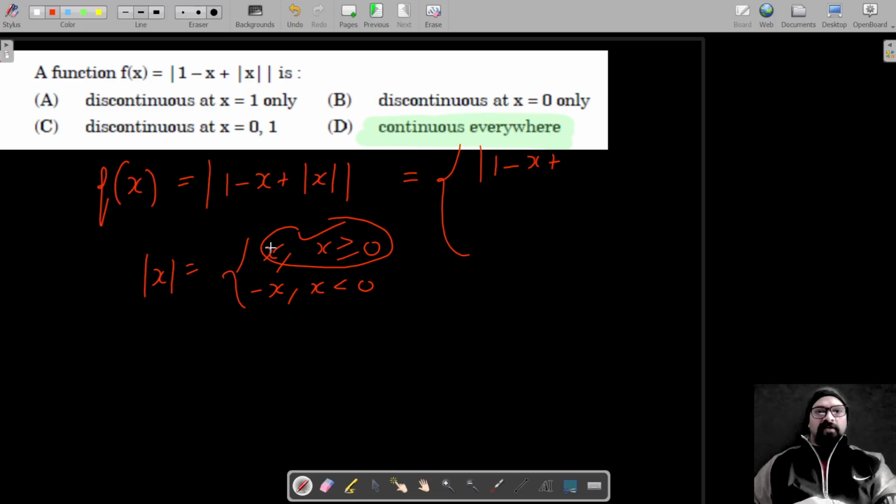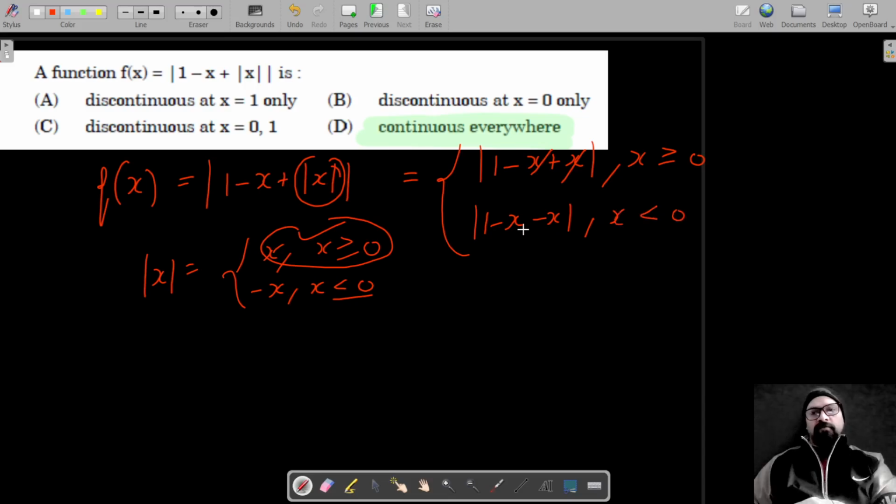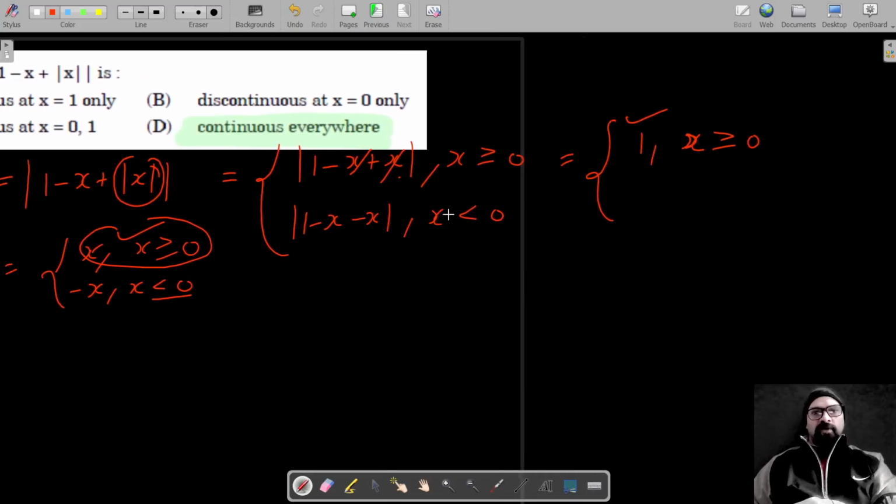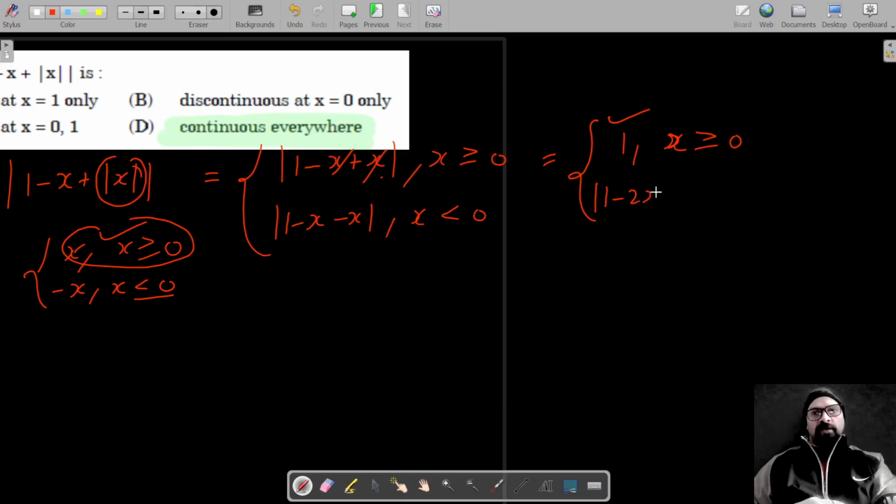Now, when x is greater than or equal to 0, this modulus of x is x, and this gets reduced to 1, and it's 1 minus x. When x is less than 0, this value is negative x. So finally our function gets broken into two values: modulus of 1 is 1 when x is greater than or equal to 0, and the other value is modulus of 1 minus 2x when x is less than 0.